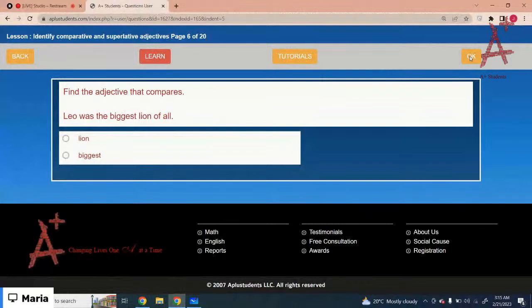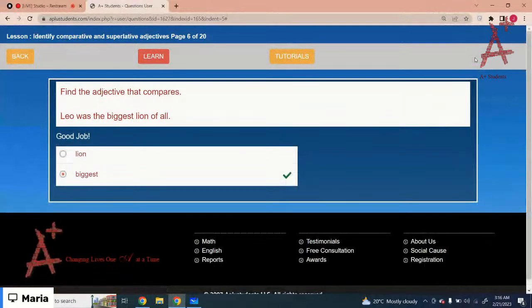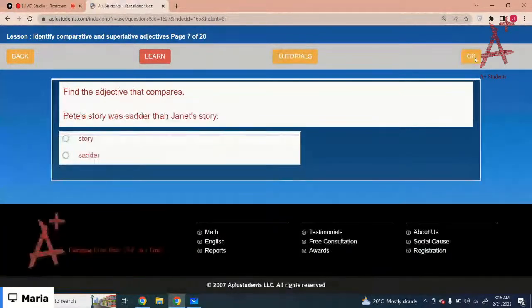Leo was the biggest lion of all. So which is the adjective? The one that is ending with est. Got it? Biggest is the correct option. Either it ends with est or with er. Got it? So if the word is ending with er or est, that means that is the adjective.